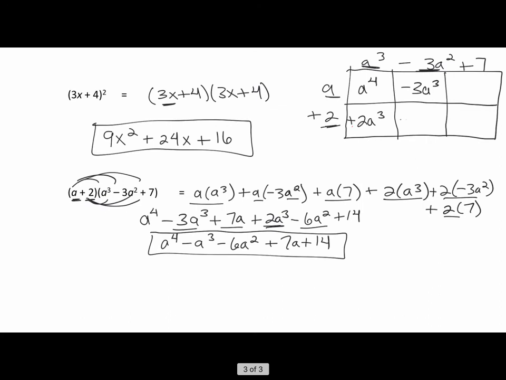And 2 times negative 3a squared is negative 6a squared. Then the next tab, 7 times a is positive 7a. And 7 times 2 is positive 14. So we do have like terms here. The others across, those are not like terms. So those are the only like terms. And we'd end up with the same answer that we do when we just distribute each term to each term the long way. Either way is really the same. Just multiply each term to each term and then simplify by combining like terms.